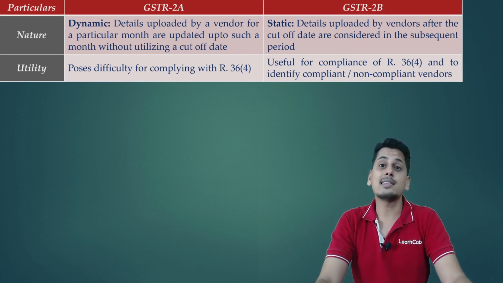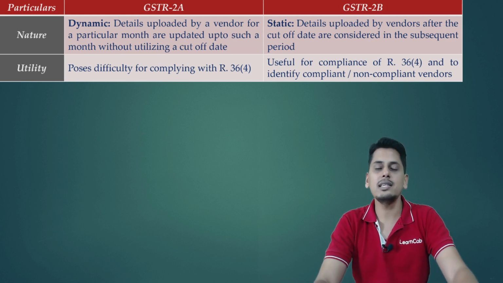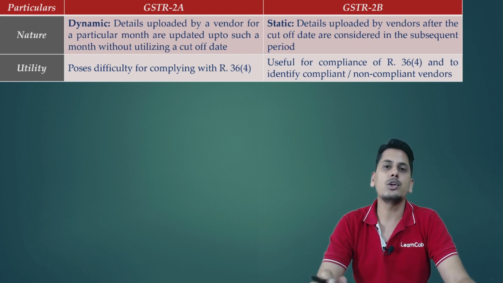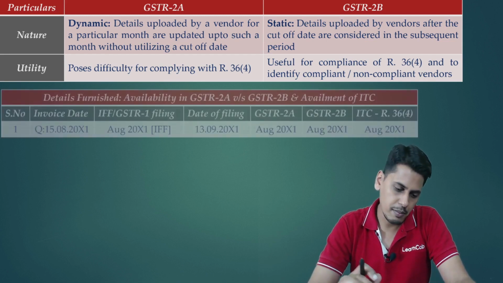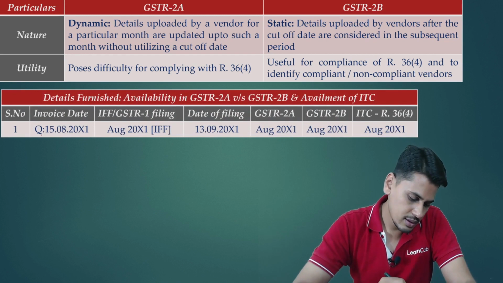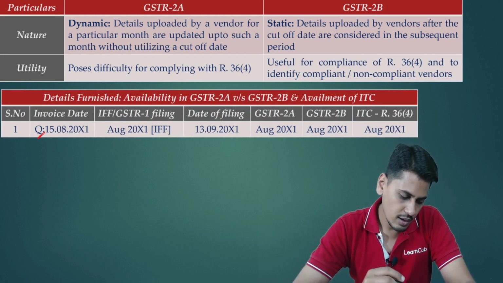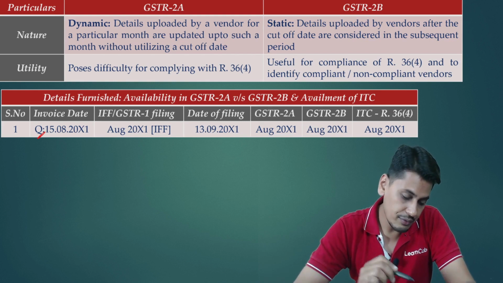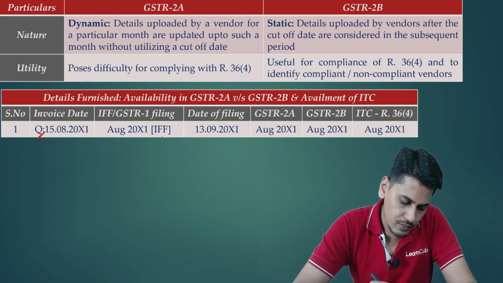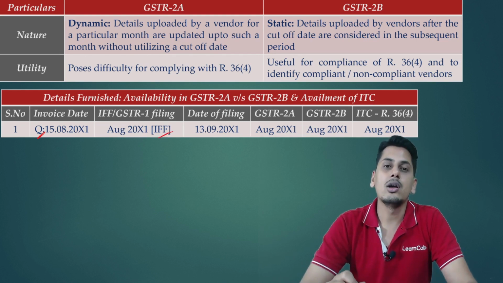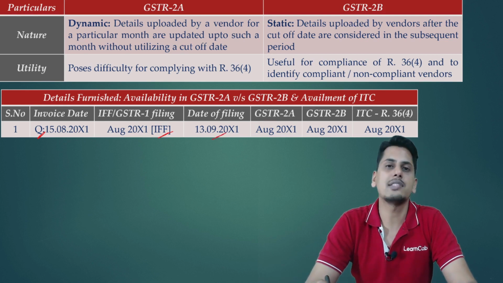So friends, when the supplier is operating under the QRMP scheme, at the recipient's end, in which month's GSTR 2A or 2B the details are going to reflect, let's have a look by the example. Now friends, Q means the supplier has opted for quarterly returns. So invoice date 15th of August. This particular invoice is included in invoice furnishing facility of the August month. He has filed it by 13th of September.